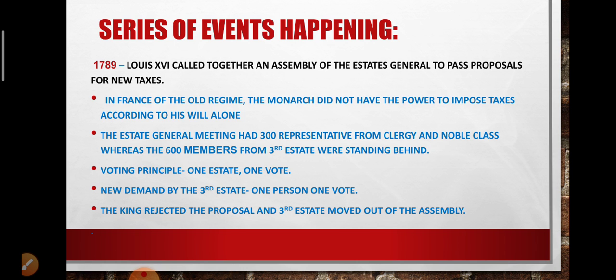So the third estate proposed a new voting principle of one person, one vote. This voting principle said that each member had one vote, and the vote does not belong to an estate, but every person has an individual right to vote. The king rejected this proposal, and so the third estate moved out of the assembly in protest.